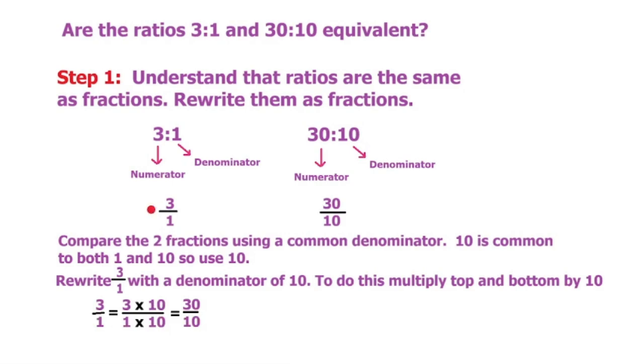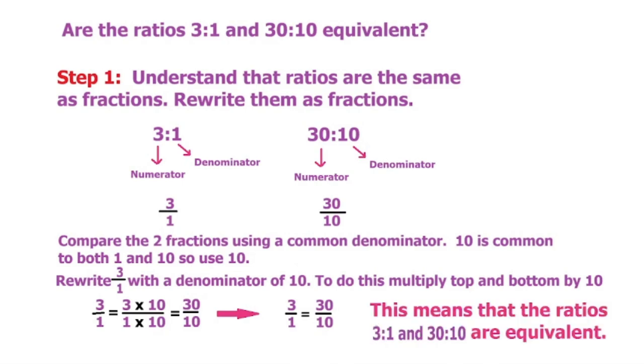So it would look like this. 3 over 1 equals 3 times 10 over 1 times 10. So what we do to the top, we do to the bottom. Well, in this case, what we did to the bottom, we do to the top, right? So 1 times 10 is 10, 3 times 10 is 30. Well, that looks a lot like the other ratio. So 3 over 1 equals 30 over 10. So that means that the ratios 3 to 1 and 30 to 10 are equivalent.